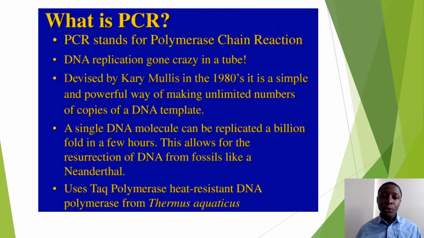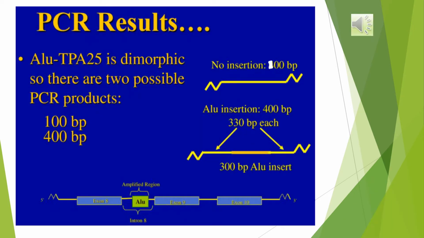In order for us to study ALU, we have to make it visible. And so we use a technique called PCR, which stands for polymerase chain reaction, that will amplify this DNA sequence and make it visible in a test tube for us to work on and study. PCR is a very popular technique. It has been used to resurrect the DNA of fossils like the Neanderthals, and that has been studied all over the place. A PCR test will tell us if there is any ALU TPA25 present.